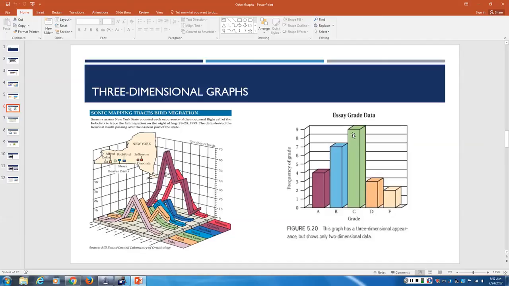There's not that much difference between the number of C's and the number of B's. But notice how it exaggerates the difference between the number of C's and the number of F's or the number of A's by looking at it in 3 dimensions, because that volume is deceptive. It makes those differences look a lot bigger than they really are. So we have to be careful with those.